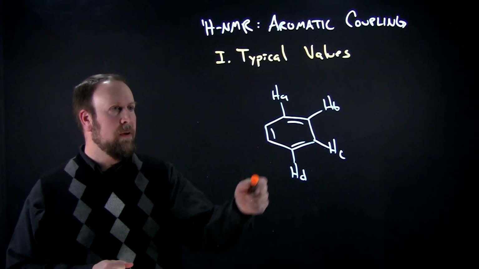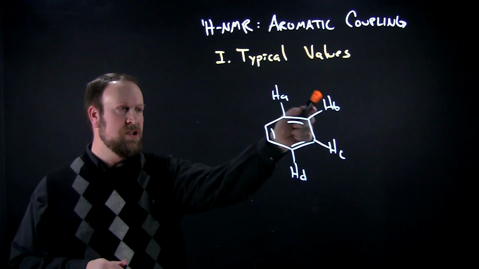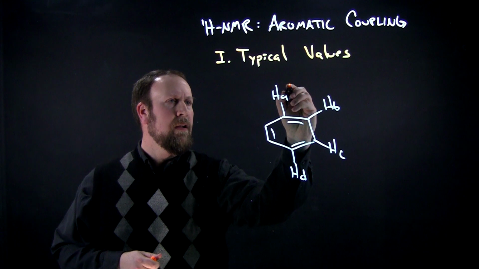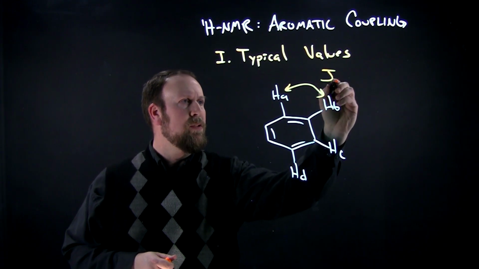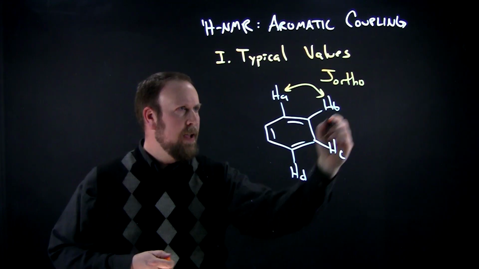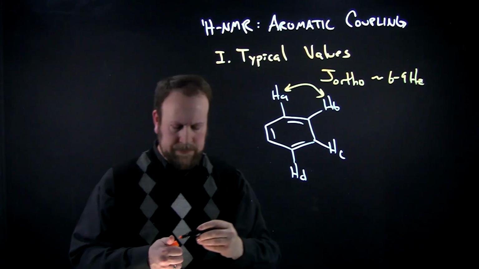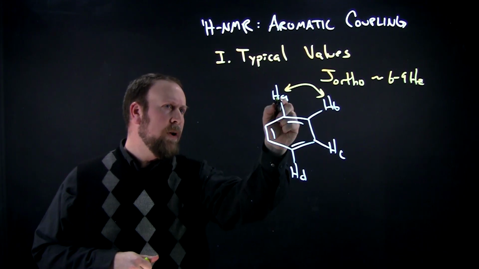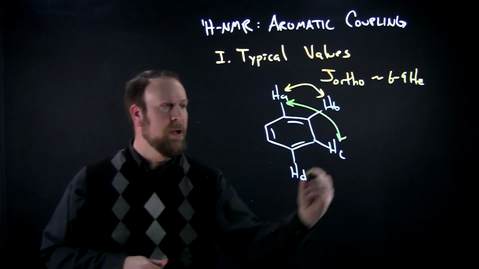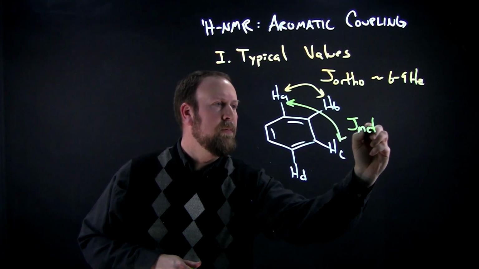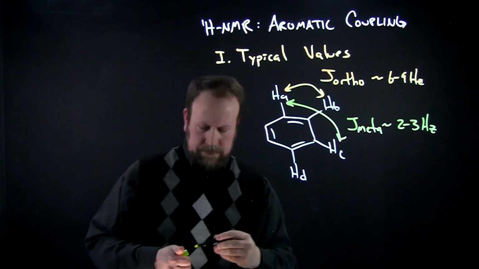So here I've shown a benzene ring, and I'm highlighting 4 different hydrogens on this system. And we're going to look at the relationship between these different hydrogens. Now between HA and HB we have an ortho relationship. So that ortho coupling that we're going to see is going to be typically about 6 to 9 hertz in magnitude. If we look at HA in relationship to HC, this is a meta relationship. So we have a J meta. And this is going to be typically 2 to 3 hertz in magnitude.